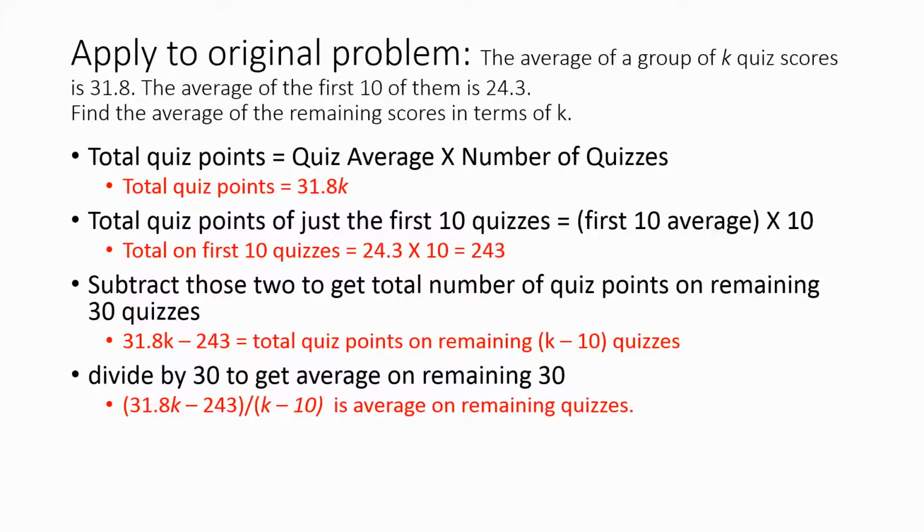So we divide by the number of remaining quizzes to get the average, just as we did for the other problem. So for this one, we take the 31.8K minus 243 and divide by K minus 10, and that's the average on the remaining quizzes. So this formula that we end up with is kind of gross. It's a fraction. It involves an unknown K, but it's the answer to the question. And when we looked at that easier related problem, it wasn't too bad.